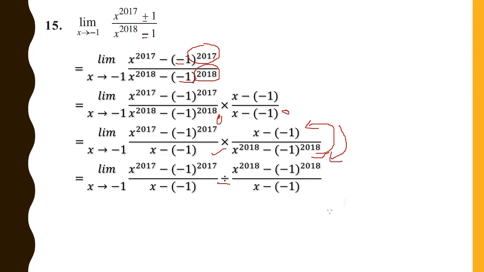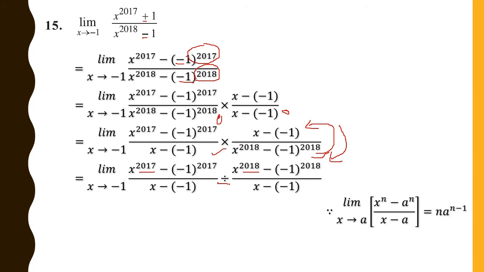Now, as you know, this is our format, the proof which we have been using. Limit x tends to a, x raised to n minus a raised to n upon x minus a will directly give us the answer n a raised to n minus 1. Similarly, for the first step, 2017 is the n. For the second step, 2018 is the n here. So we will be taking the next step.